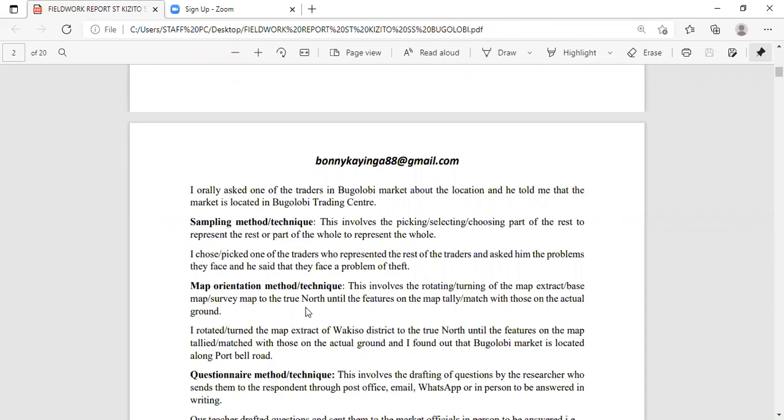Then you tell us that I rotated or turned the map extract of Wakiso district to the north until the features on the map tallied or matched with those of the actual ground. And I found out, to give evidence, Bugorobi Market is located along Portbell Road.